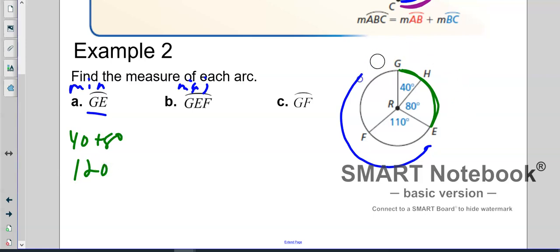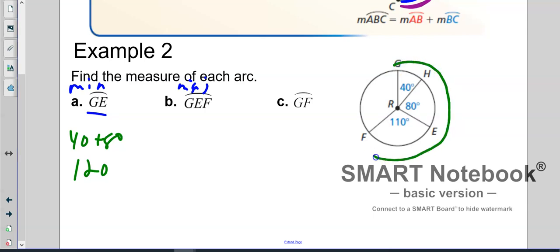Okay. GEF. Well, I start at G, I go towards E, and end up at F. So there I'm adding 40 plus 80 plus 110.